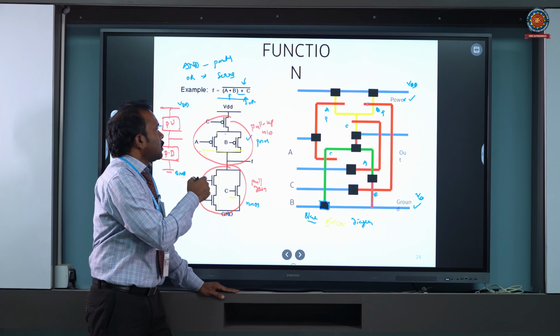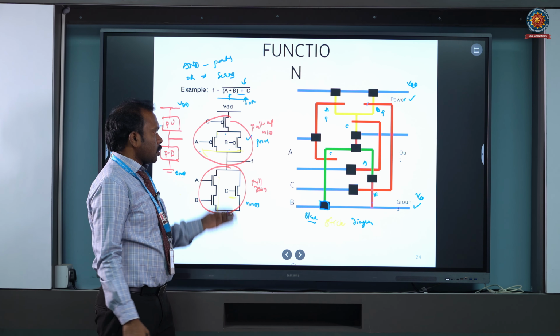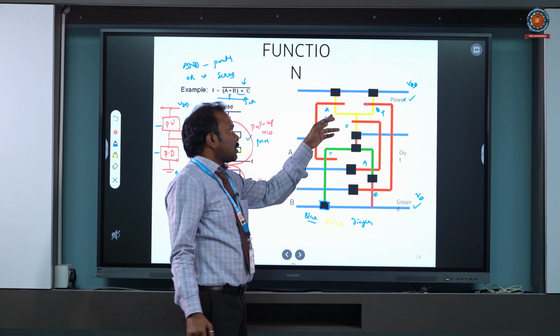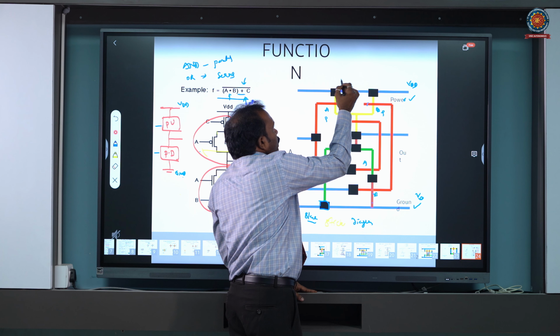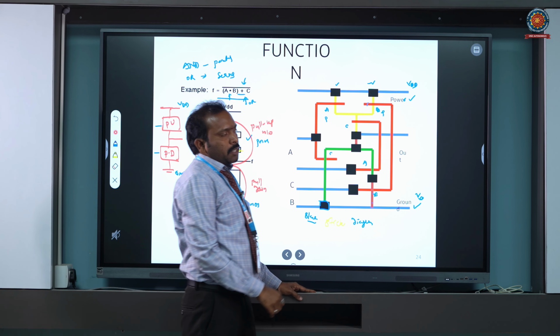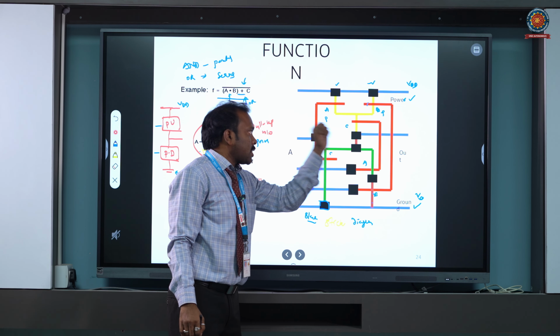Next, coming to the pull up network, similarly A and B are connected to the supply here. So the diagram is somewhat different. Now here A and B are connected to supply. When the diffusion makes contact with the VDD, we need to make contact with the black color that I am showing here. But no contact can be made when the A and B transistors are connected in series.